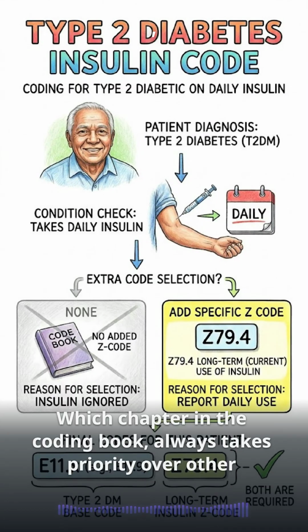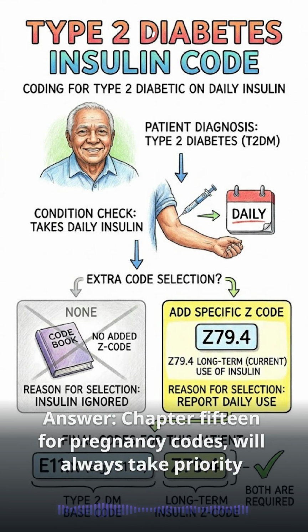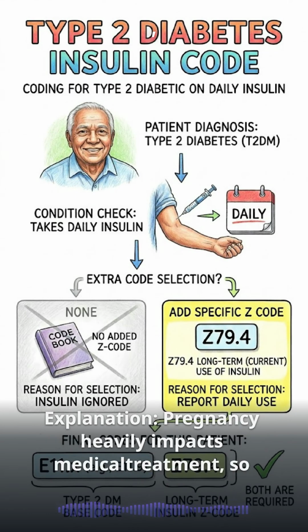66. Which chapter in the coding book always takes priority over other general medical chapters? Chapter 15 for pregnancy codes will always take priority over other general diagnosis codes. Pregnancy heavily impacts medical treatment, so these codes must always be listed very first.